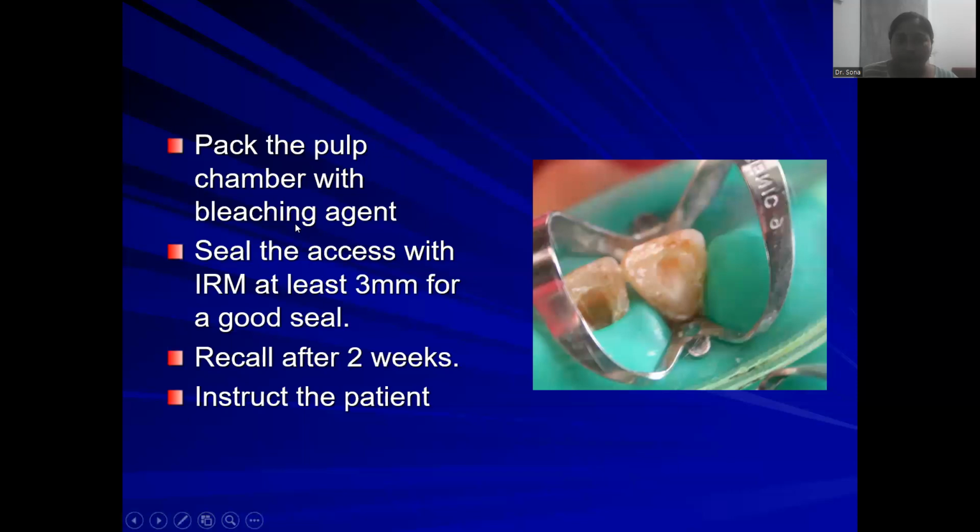Pack the pulp chamber with the bleaching agent. Before that, make sure that you remove the obturation 1 to 2 mm below the CEJ and place GIC as the barrier. Once the GIC is set, you can pack the pulp chamber like this with the bleaching agent and seal the access cavity with IRM or any temporary material for a good seal. Recall the patient after 1 to 2 weeks.